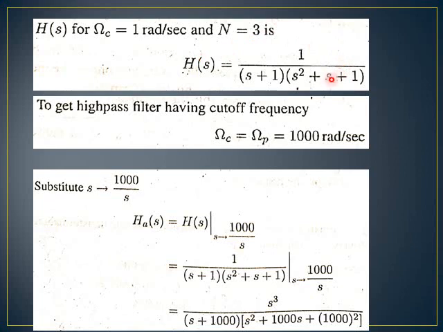So once the transfer function has been found, now we have to find the high pass filter by using a suitable transformation. To get the high pass filter having cutoff frequency omega p of 1000 radians per second, for converting low pass to high pass we will be using omega c by s. So omega c is nothing but your pass band itself. So this 1000 by s, substitute s by 1000 by s, and we get the answer. This is how we convert low pass to high pass.